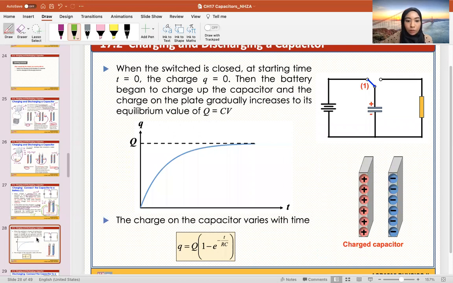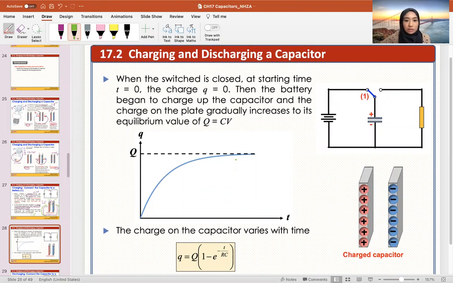Okay, so now we are going to the equation. I told you every theory comes with an equation in physics. Kind of sucks, but that is how it works. So when the switch is closed, at starting time, t equals zero, the charge is Q equals zero. Let's go back. When the switch is closed, what happens here? Initially I am neutral, I'm a free spirit. So I am neutral.